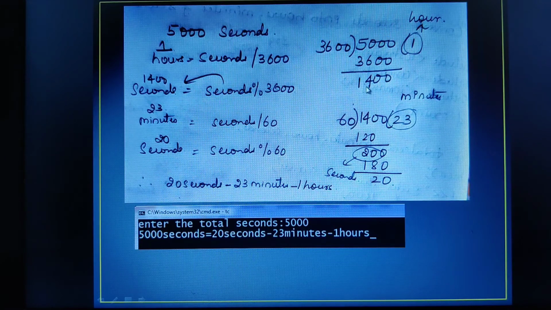So 1400 I will consider in terms of seconds. Again, to calculate the minutes, seconds divided by 60. When I get the new value, the contents of 5000 will be erased and the seconds will hold a new value, that is 1400. Then, to calculate the minutes, 1400 divided by 60.